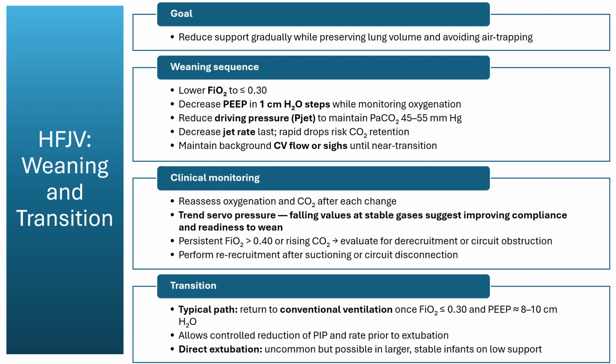Weaning from high-frequency jet ventilation focuses on reducing support while maintaining stable lung volume and gas exchange. Because the jet delivers rapid, small tidal pulses superimposed on a constant baseline pressure, the process must be gradual to prevent derecruitment or air trapping. The sequence begins with reduction of inspired oxygen to less than or equal to 30% while maintaining target saturations.